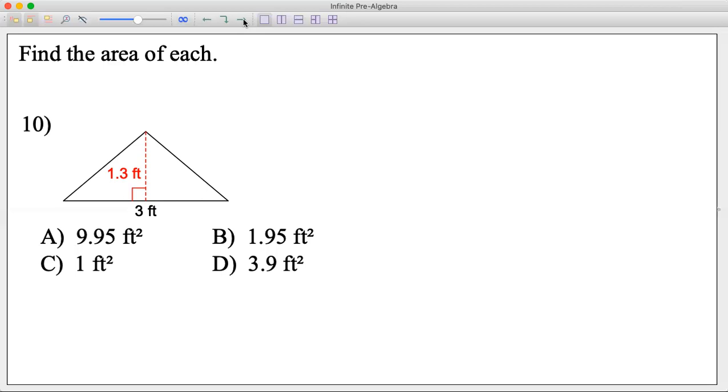3 times 1.3 is 3.9. Divided by 2. 2 goes into 3 1 times, with 1 left over, 2 goes into 19 9 times. 1.9. I'm going to stop right there because there's only one possibility at that point. I mean, the math goes on, but I can stop right there. On a multiple choice test, you can stop as soon as you identify the right answer.